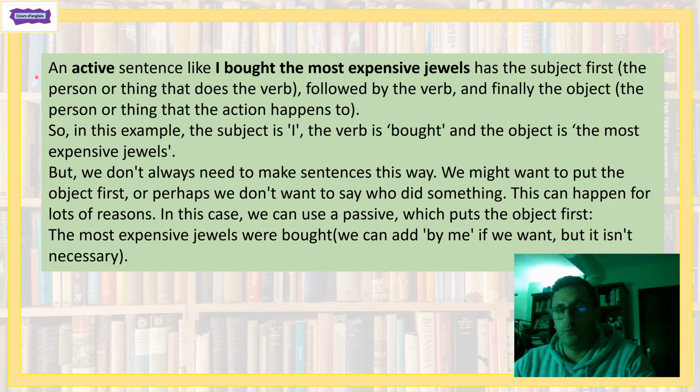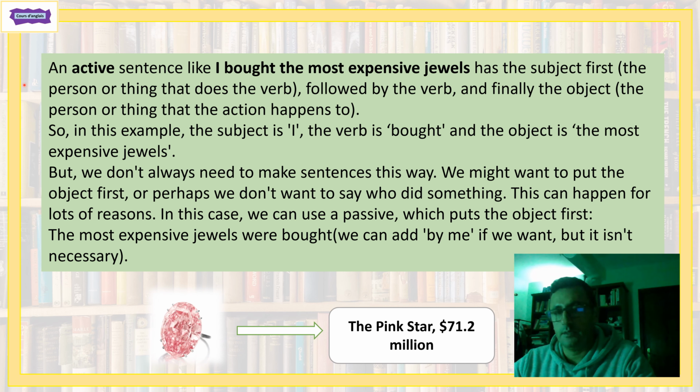Comme avant, je vais vous lire ça en anglais. Après, on passe à la traduction en français. An active sentence like I bought the most expensive jewels has the subject first, the person or thing that does the verb, followed by the verb, and finally the object, the person or thing that the action happens to. So, in this example, the subject is I. The verb is bought. And the object is the most expensive jewels.